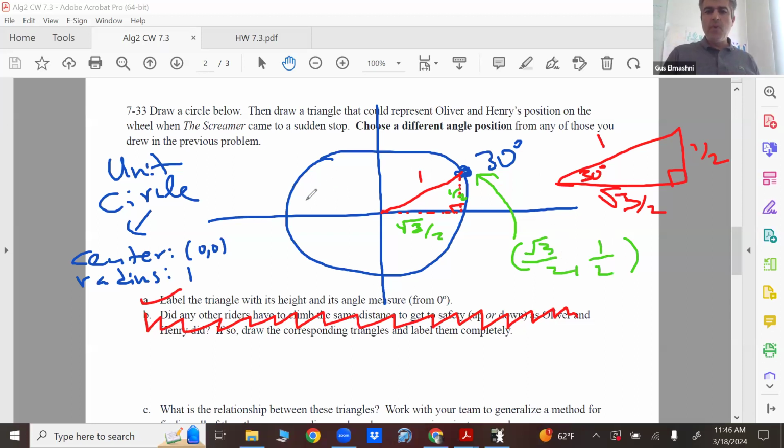Because here's the deal. Let me choose a different color. Let's go pink. The top point that's in pink on the y-axis: what are the coordinates of that point at the top of the circle, given that the radius is 1 and the center is 0, 0? Yeah, 0, 1. How about the far left? Those coordinates are -1, 0. How about the bottom, guys?